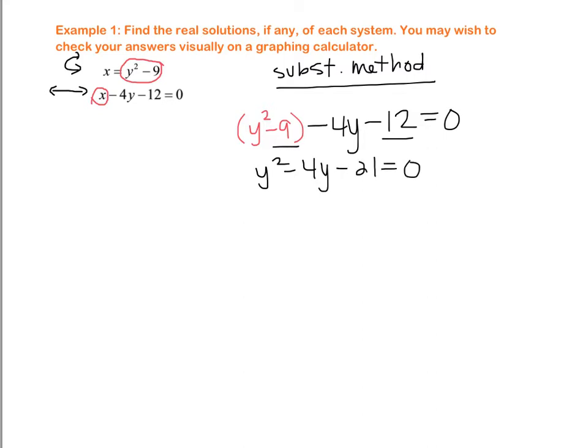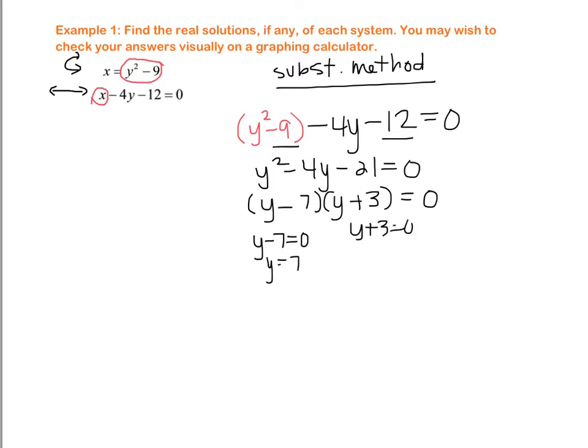And now that's a quadratic equation, so I'm going to need to factor in order to solve. So y times y is y squared. We have 7 times 3 will give us 21. We wanted to add to negative 4 in the middle. So setting each of these terms equal to 0 gives us y is 7, and here this term, y plus 3 equal to 0 gives us y is negative 3.